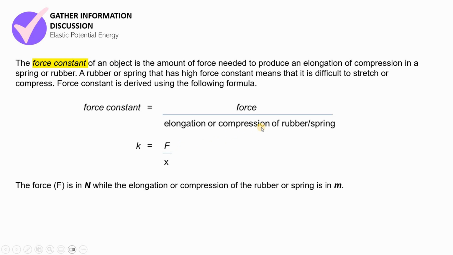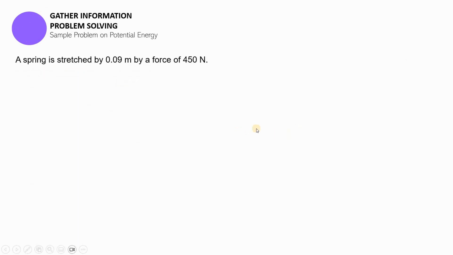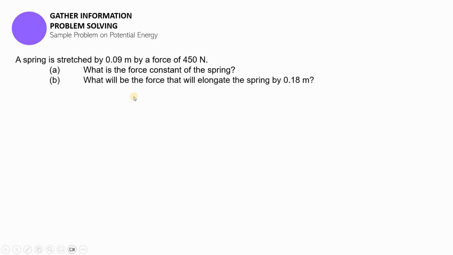Now, let us move forward to the guided, I'm sorry, not yet independent, to the guided problem-solving activity on elastic potential energy. Let's say that a spring is stretched by 0.09 meters by a force of 450 newtons. So it elongated and reached 0.09 meters. Now, the questions are: what is the force constant of the spring? What will be the force that will elongate the spring by 0.18 meters? And how much elastic potential energy does the spring have?